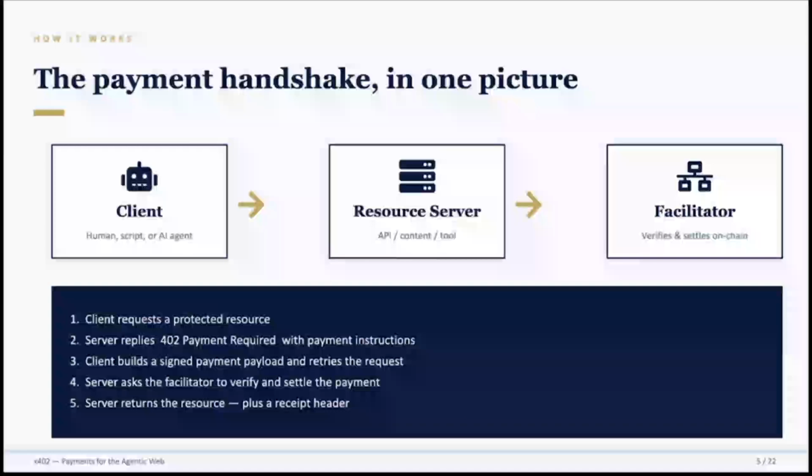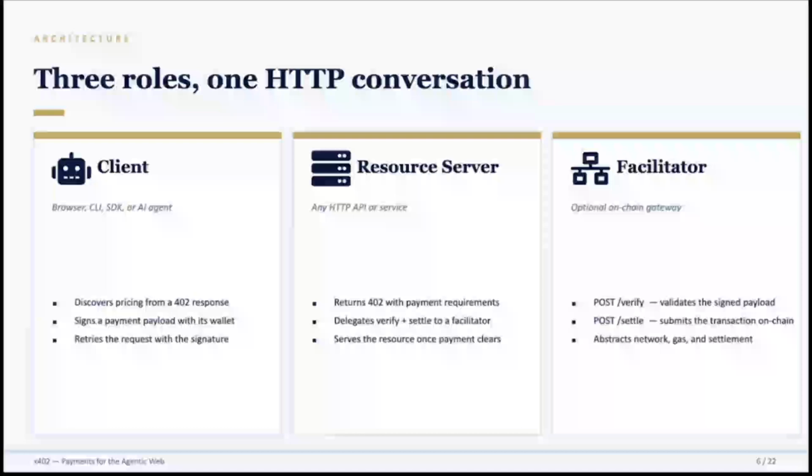So I'll go into a bit more detail in the code on what happens, but this is really the flow. The client requests a response, and then the resource server will say, oh, you need to pay, 402. Then the client will sign the payment payload based on the 402 payment requirements. So it says, whatever, 10 cents is needed. You have to sign for 10 cents.